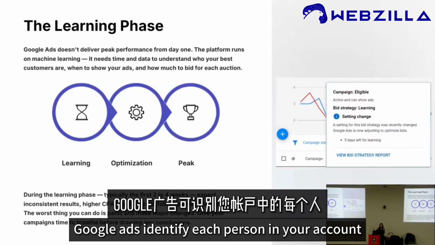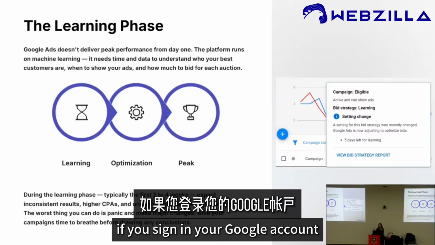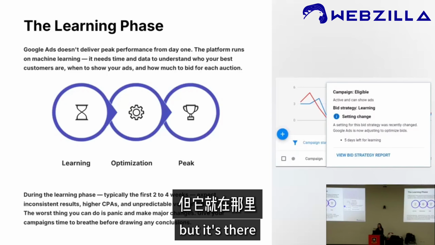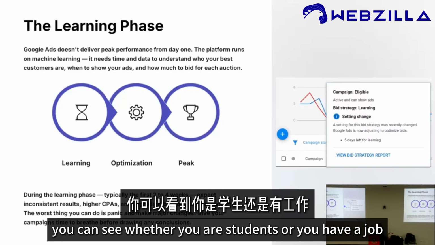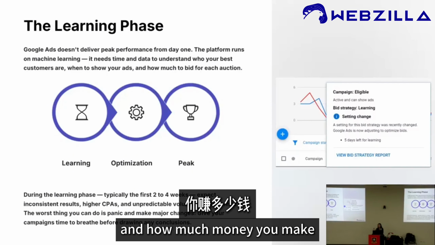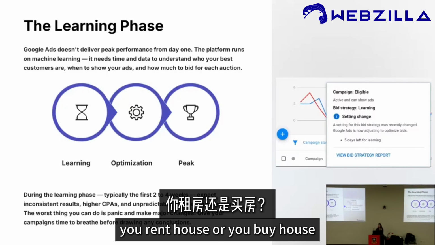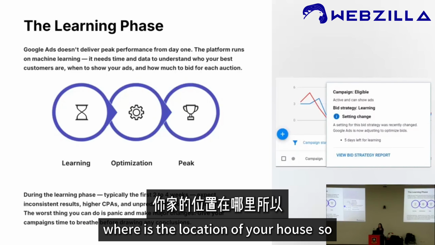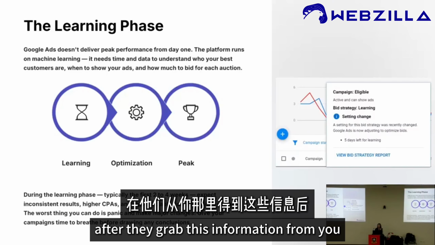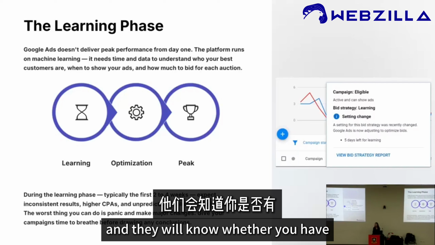Google Ads identifies each person in your account. If you sign in to your Google account, you can see a preference setting here. It's very hidden, but it's there. You can see whether you are a student or you have a job, what your job title is, and how much money you make. Do you have a house? Do you rent or buy? Where is the location of your house? So Google knows everything.